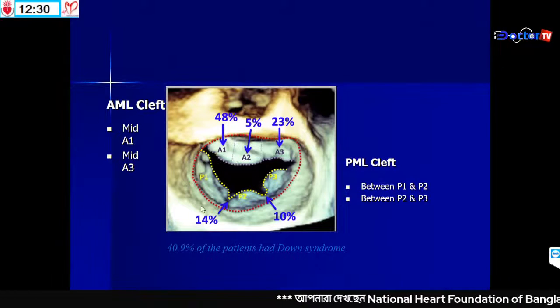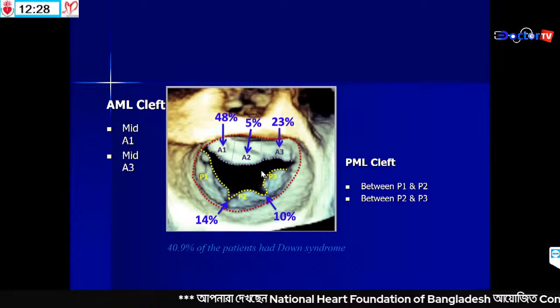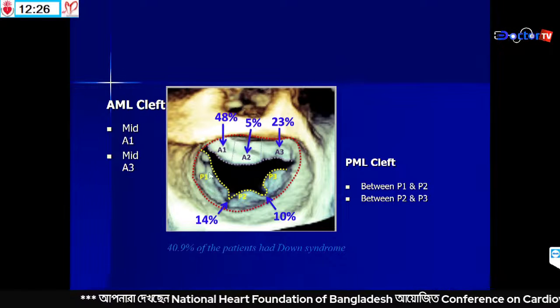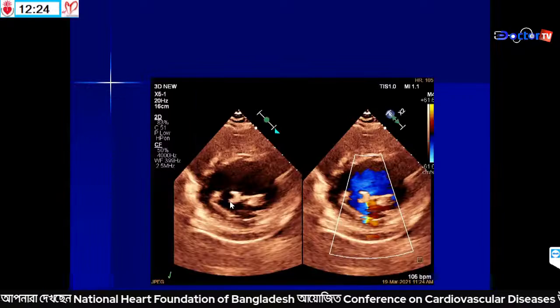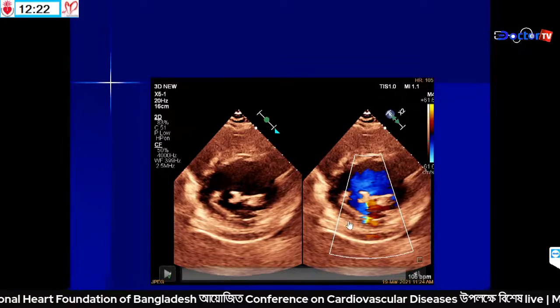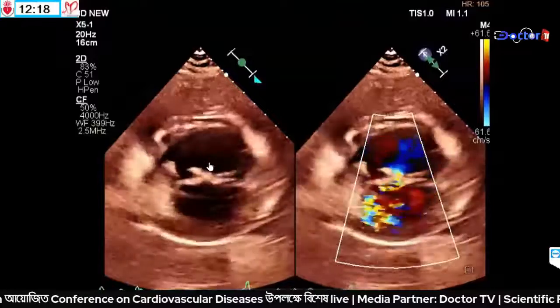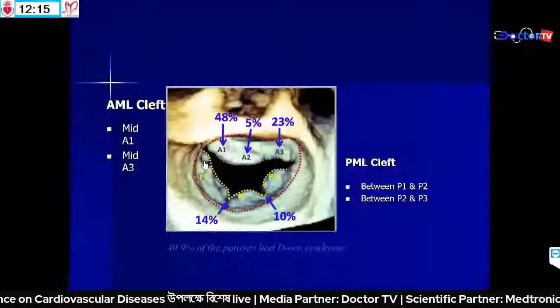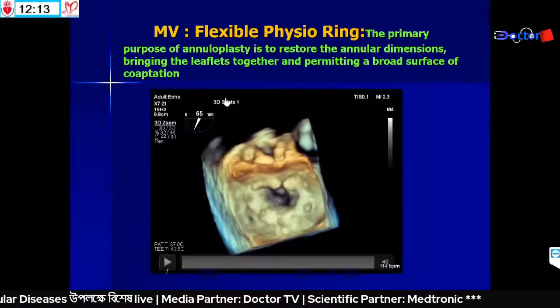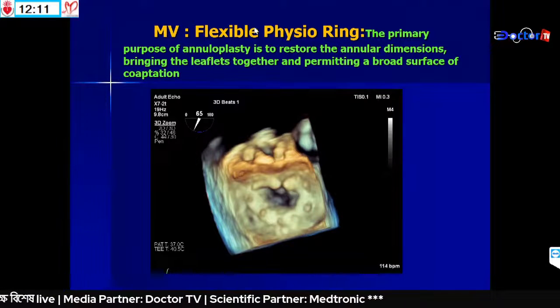And this is the type of cleft we see. An AML cleft is usually found between A1 and A3, and this PML cleft is usually seen between these other ones. You can see this cleft. And this is a mitral valve flexible physio ring.